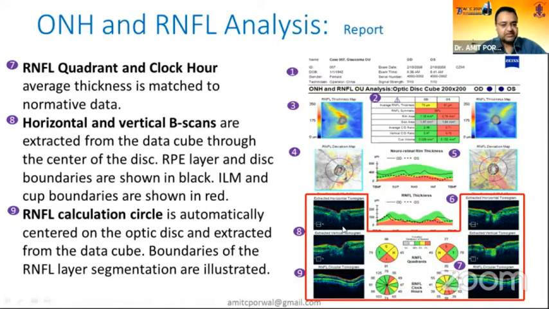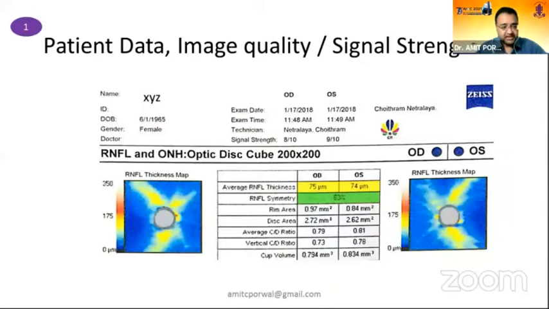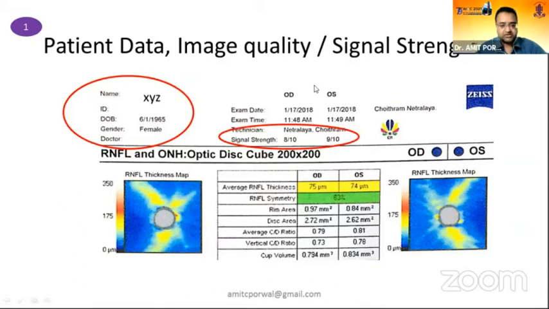You have the horizontal and the vertical B scans, which are extracted from the data cube to the center of the disk. And then you have the RNFL calculation circle, which is automatically centered to the optic disk and extracted from the data cube. Coming to zone 1, which shows the patient's age, data, image quality, and signal strength, you have to stress on this and see whether the proper name and the date of birth have been entered, because both in Humphreys as well as in OCT, the proper age is very important because everything is compared to the normative database.